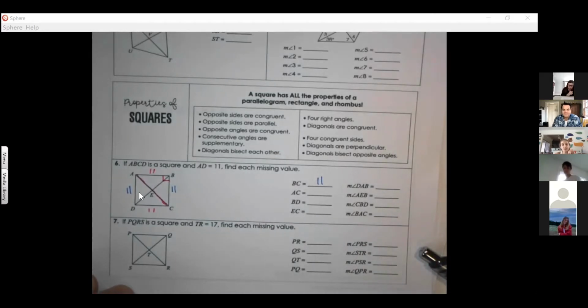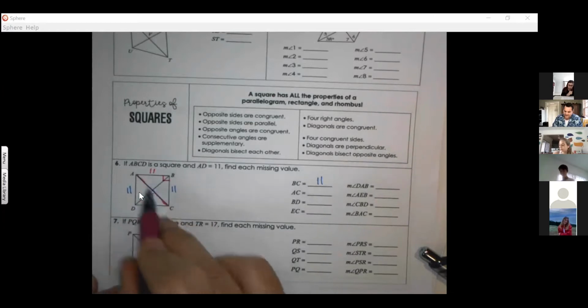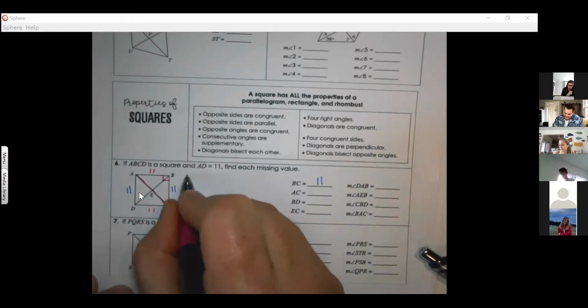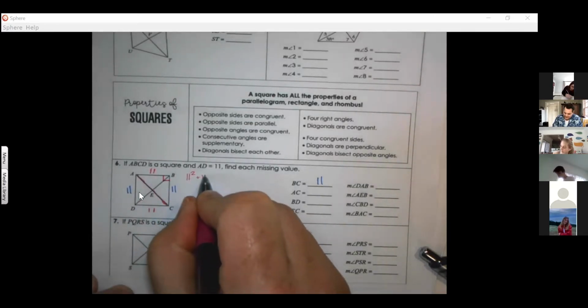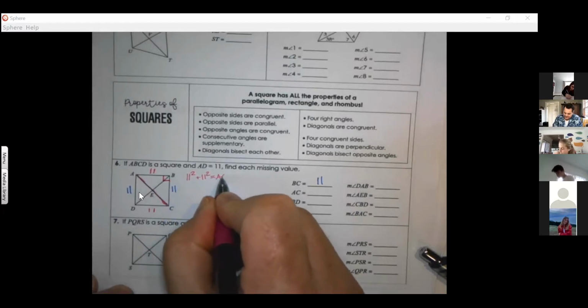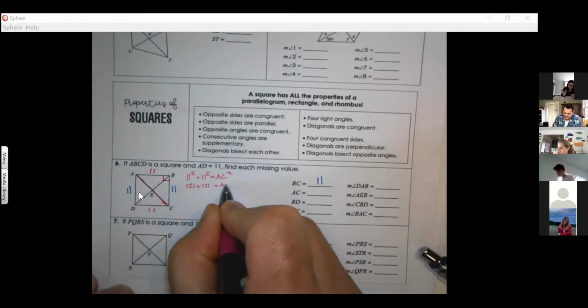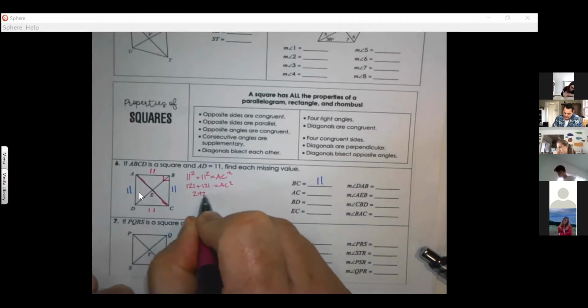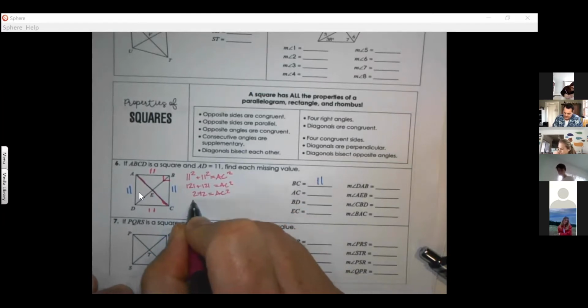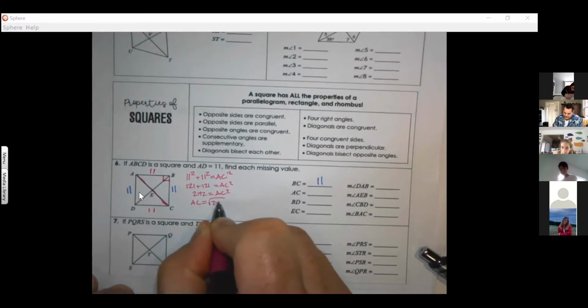Yeah, you can use Pythagorean theorem to find 11 squared plus 11 squared equals AC squared. Good. 11 squared plus 11 squared equals AC squared. So 121 plus 121 equals AC squared. So 242 equals AC squared. So AC is equal to square root of 242.